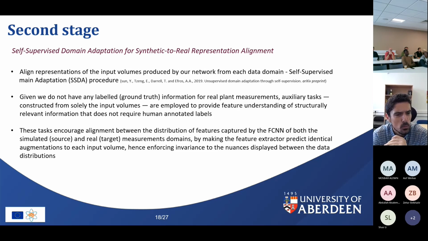But what we did is that we didn't try to overcomplicate our lives in this case. We thought that we could just employ some simple auxiliary tasks and then have the models try to align themselves because they were trying to solve the same problem. So we said, okay, let's create our own labels and then have the two models try to align themselves by trying to solve the same problem.